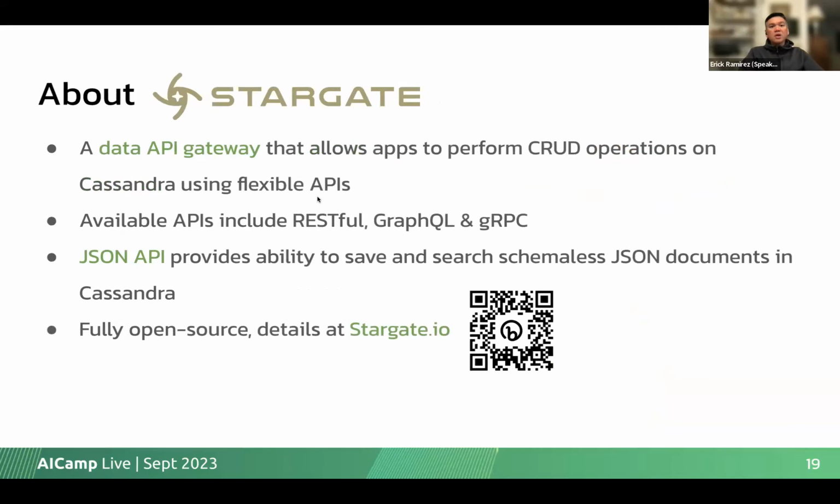Just really quickly, Stargate is an open source data API gateway, which allows you to perform CRUD operations on your Cassandra database just using APIs. So we've got REST APIs, GraphQL, gRPC, and also the JSON API. The JSON API lets you save and search schemaless JSON documents in Cassandra. Again, it's fully open source. You can find more information about it from Stargate.io.